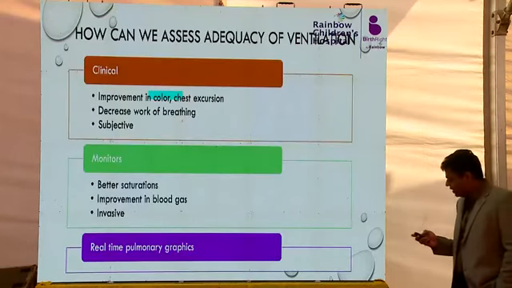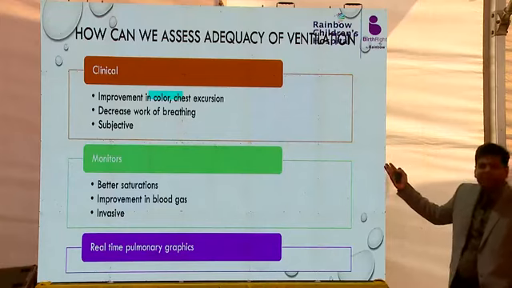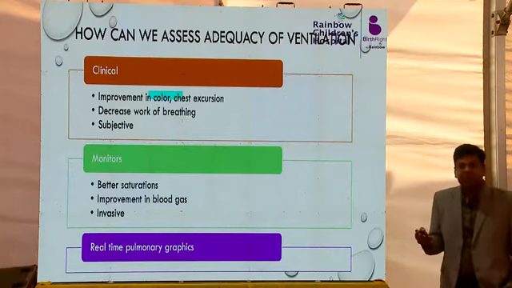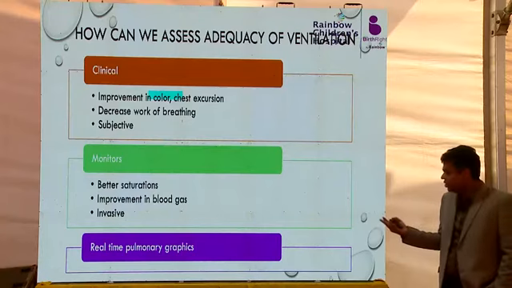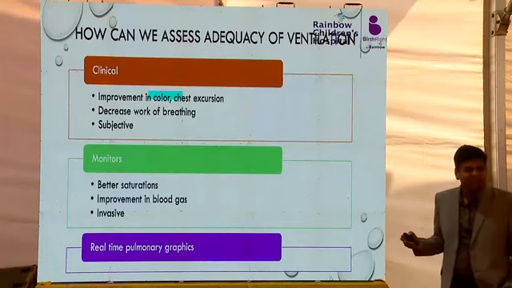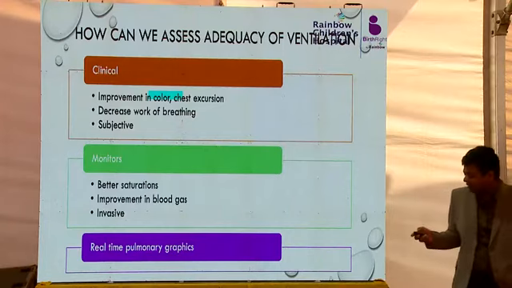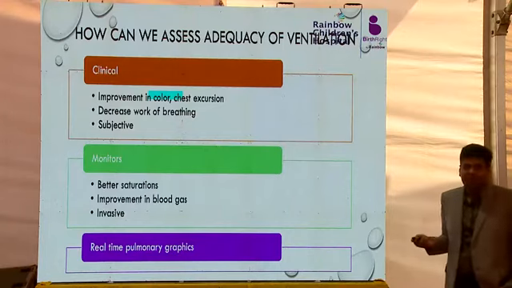So how can we assess the adequacy of ventilation? One is by the clinical, that your baby gets better. One is you see on the monitor the child is having better saturations. You do a blood gas, the PCO2 is better, the pH is better, and then the thing about real time pulmonary graphics.